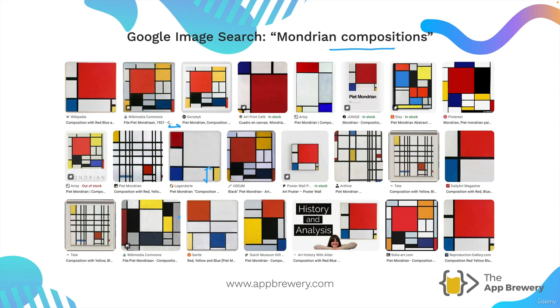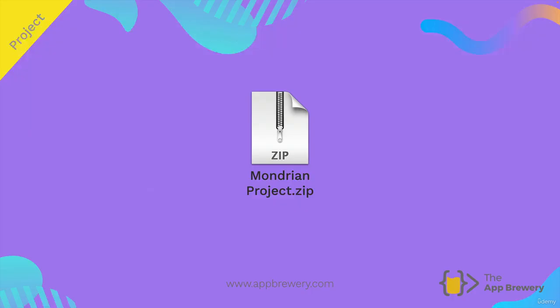But remember, this is a project, so it's totally up to you whether you want to do the version that I've measured up for you, or do a completely separate one, or do both, or make lots and lots of different paintings. It's totally up to you. Go ahead and download the starting files for the Mondrian project.